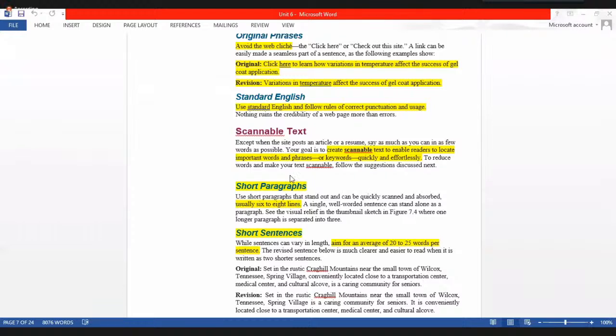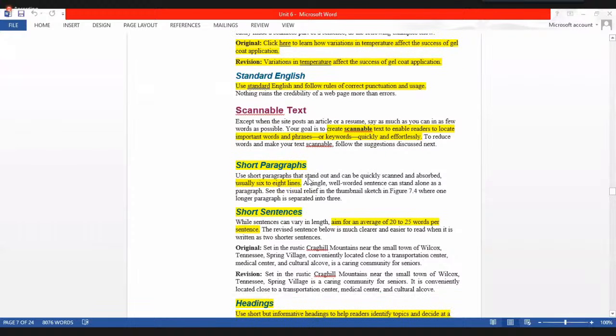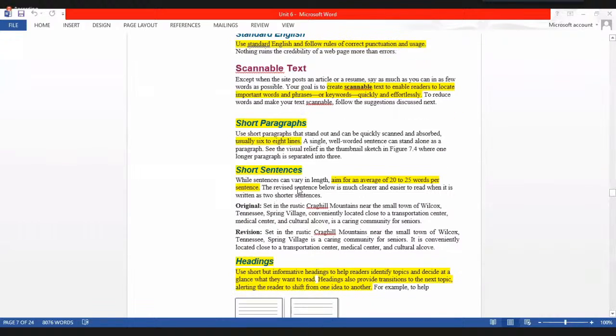So for scannable text, what do you have to use? Short paragraphs. Because if the paragraph is very long, it is very difficult to scan, isn't it? It cannot be easily scanned. So use short paragraphs. What should be there in short paragraphs? Usually 6 to 8 lines. In a paragraph, use 6 to 8 lines, not more than this. Then that kind of paragraph is scannable. Then another is to use short sentences.